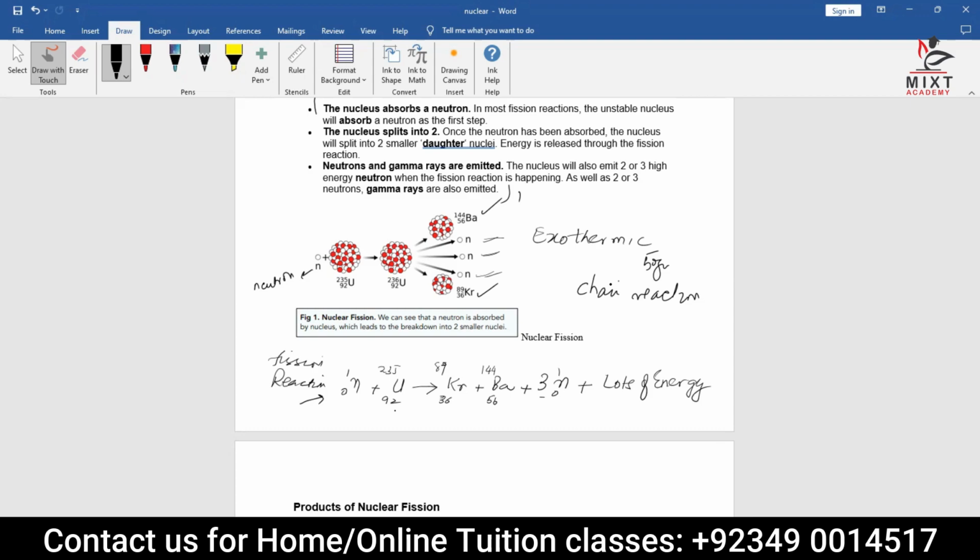Once you start this reaction with one single neutron, this reaction will not stop. It will continue on and on, releasing lots of energy as a result. Now, an important thing.